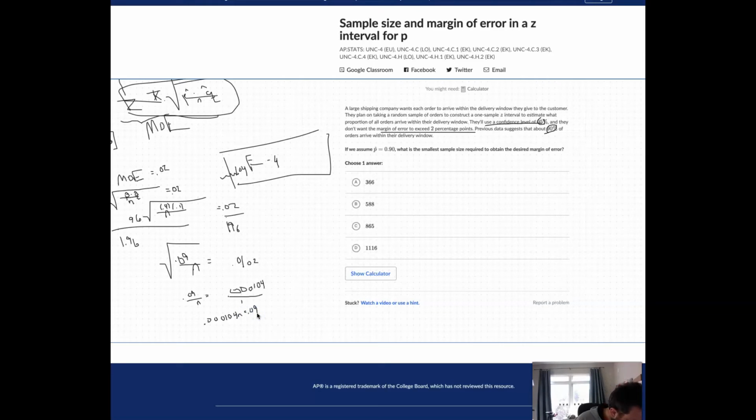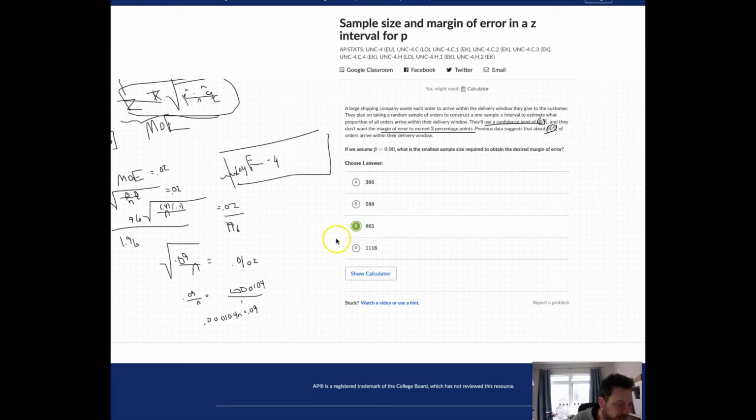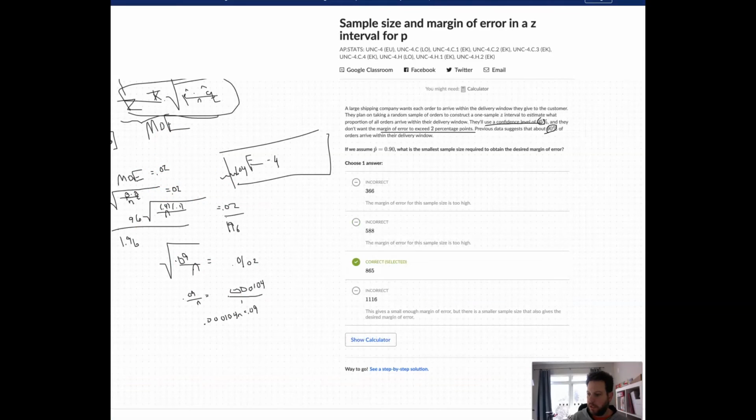So 0.09 divided by the previous answer. So I get 864.36. You need at least that many people, so I need that extra person there to get to 865. This is probably the most mathy type thing we've done, or maybe even do in this class. That's a legit algebra problem there that you're working out. Let's do another one.